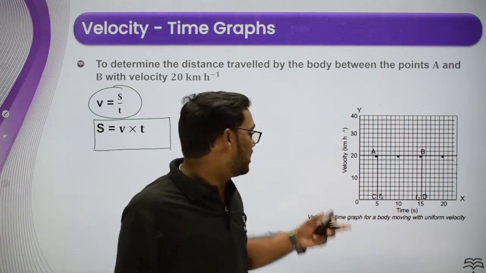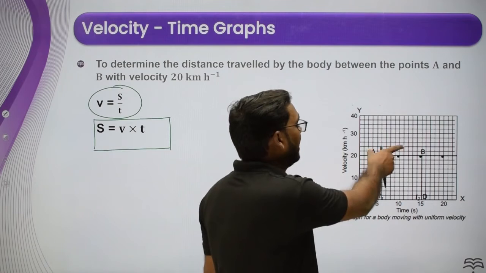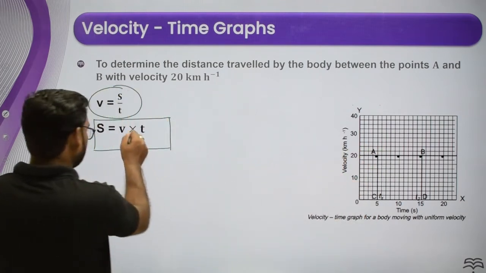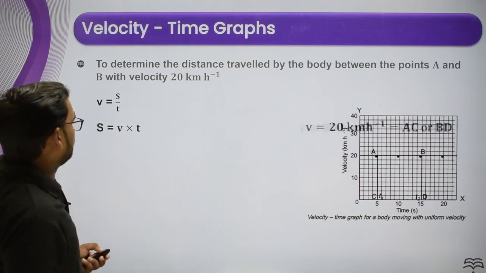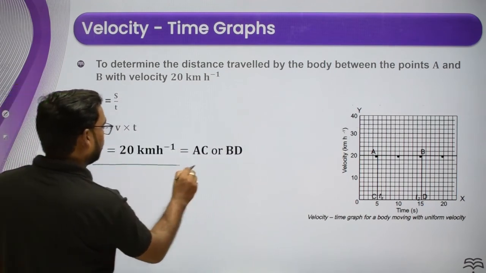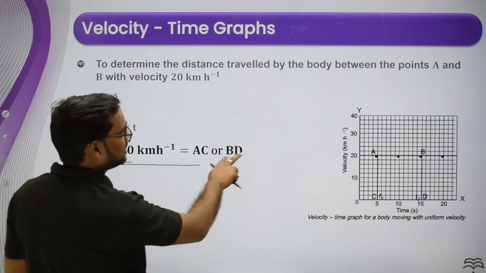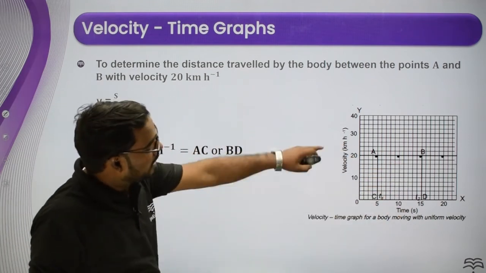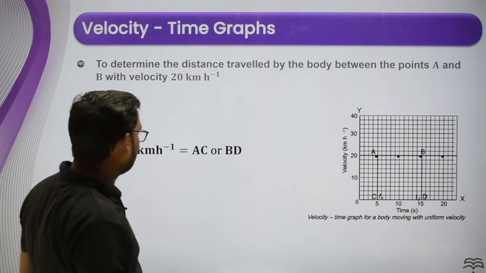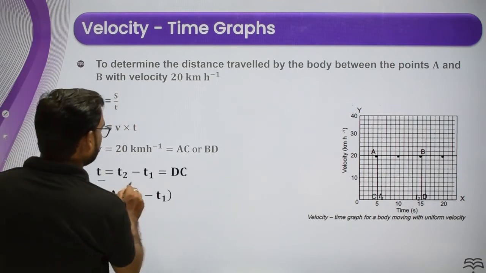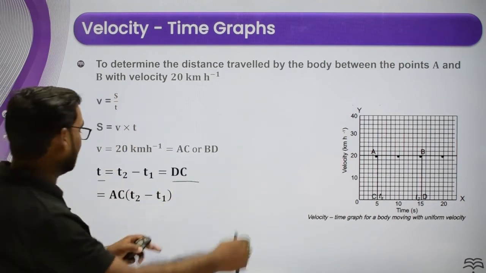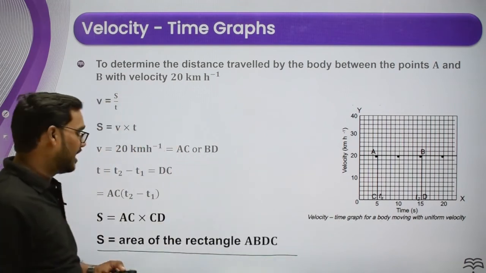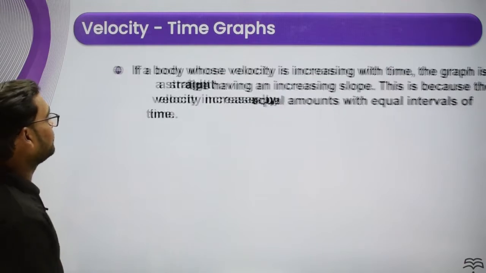So we have an alternative. Whenever you need to calculate the distance, you just need to calculate the area under that line, and you will get the distance. The value of V is 20 kilometer per hour. This is AC, equal to BD, which is equal to the width of the rectangle. This is the time, T2 minus T1, equal to DC, that is the length of the rectangle. If you multiply, you will get the area of ABCD. This is the area of the rectangle, so you will get the distance.